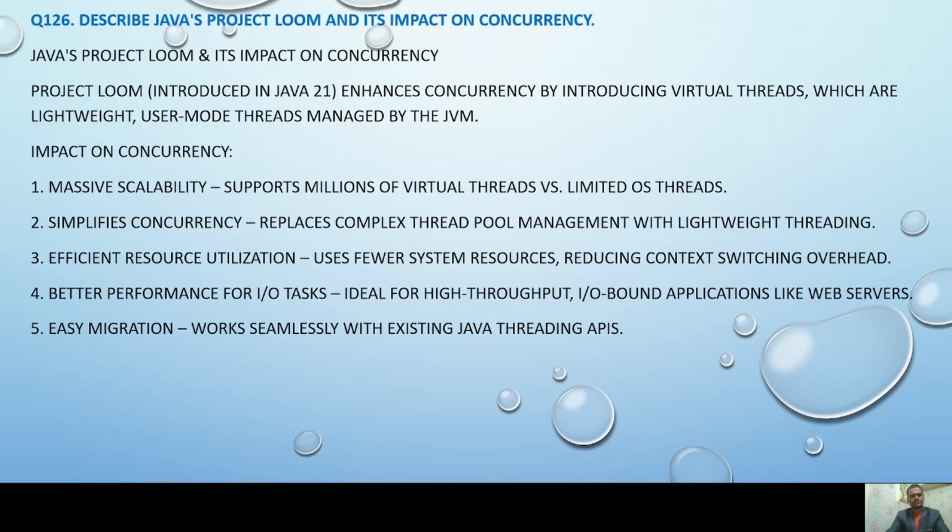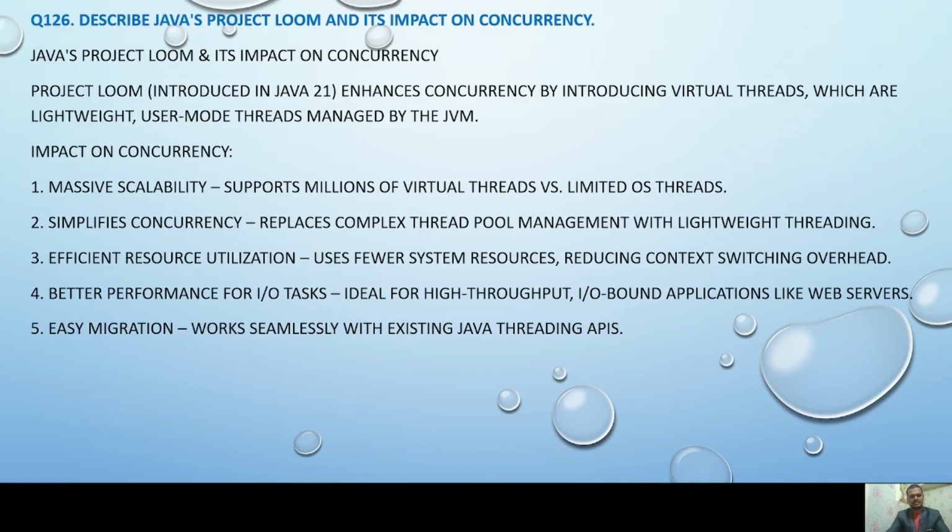Next question. Describe Java's Project Loom and its impact on concurrency. Project Loom, introduced in Java 21, enhances concurrency by introducing virtual threads, which are lightweight user-mode threads managed by the JVM.